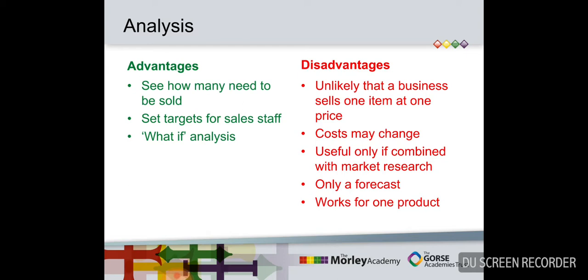What if analysis. Imagine we've done our break-even chart and we've realised we need to sell 1,000 items. And then we have a think about it and we say, well, actually, it's probably not possible to sell 1,000 items. What we can then do is say, well, what if we increase the price of our products? That would change the angle of our revenue line. It would mean we're making more revenue per product, and it would make the break-even at a lower point. So it might bring it from 1,000 to 750.